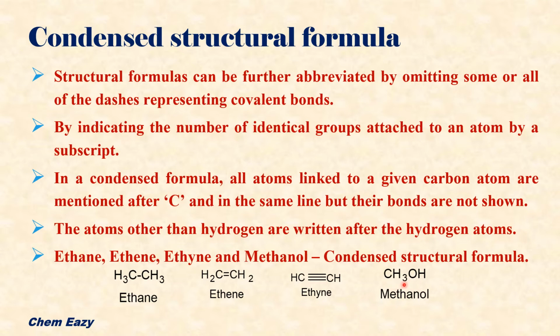CH3OH. And in the same way, you can see here this is the ethyne structure in which only a carbon-carbon triple bond is present, and in the case of ethene, here only a carbon-carbon double bond is shown.